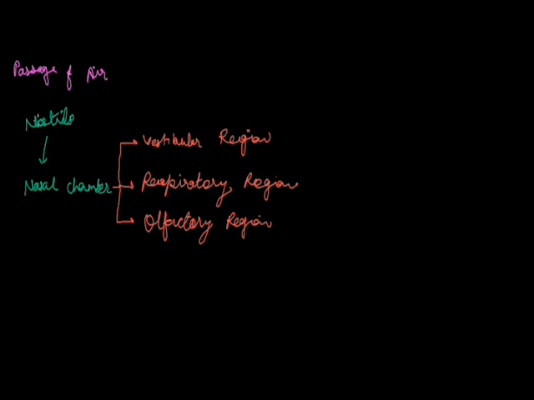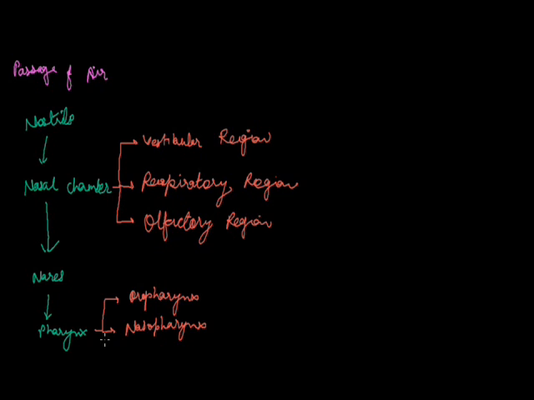Now this nasal chamber opens into internal nares, and these open into the pharynx. This is the common pathway for food and air. This pharynx is divided into three parts. The first one is the oropharynx, which is related to food. The second one is the nasopharynx. This is related to the nasal chamber.